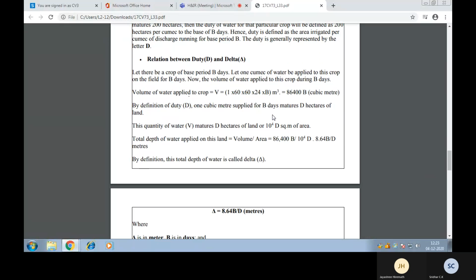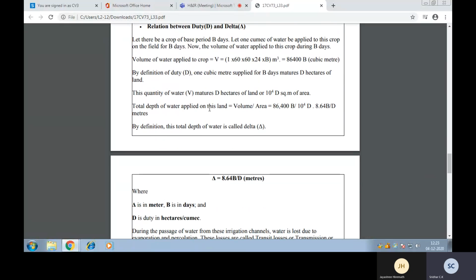1 cubic meter per second is applied for the maturity of the crop, and the area is expressed in hectares of land. This quantity of water is expressed in terms of square meters of area. So the total depth of water applied on this land is volume by area, and it is equal to 86,400 B divided by 10 raised to 4 D. 10 raised to 4 indicates square meters, since 1 hectare means 10 raised to 4 square meters. Therefore, the entire calculation comes to 8.64 B by D.